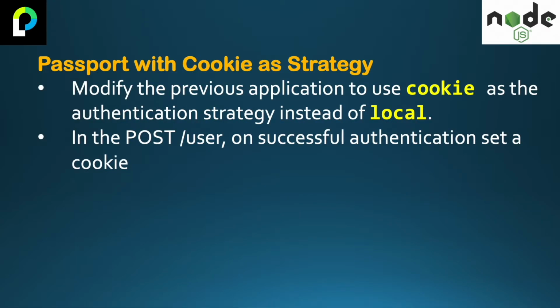Next, what do we want to do? Modify the previous application to use cookie as the authentication strategy instead of local. In the post/user, on successful authentication, set a cookie. So we will set a cookie in the post once the user is successfully authenticated, and that's happening outside passport, as you remember. And then that cookie should work normally as part of our cookie strategy. So let's see how we do that.